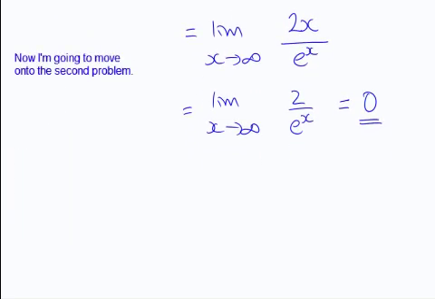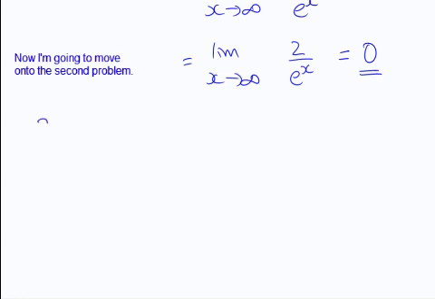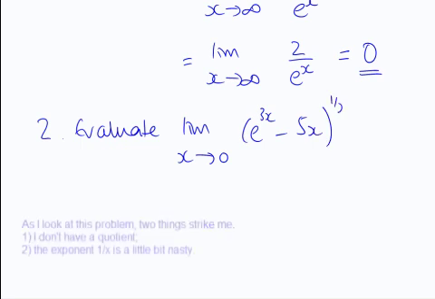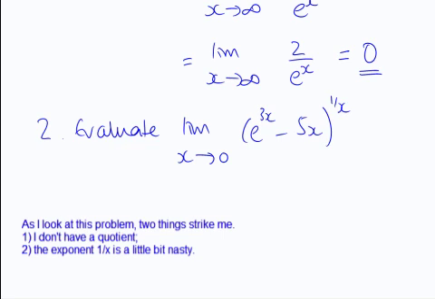I'm now going to move on to the second problem, and here I'm going to evaluate the limit as x tends to 0 of e to the 3x minus 5x all to the 1 over x. And if I look at that question, there are two things that strike me about it. First of all, I don't have a quotient. But secondly, that exponent, the 1 over x, is a little bit nasty.